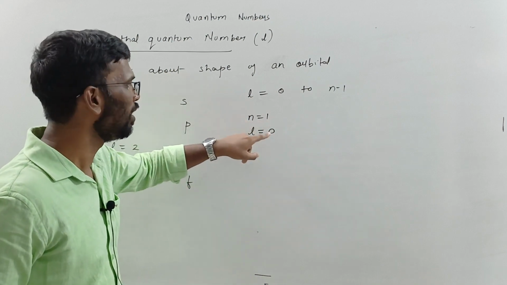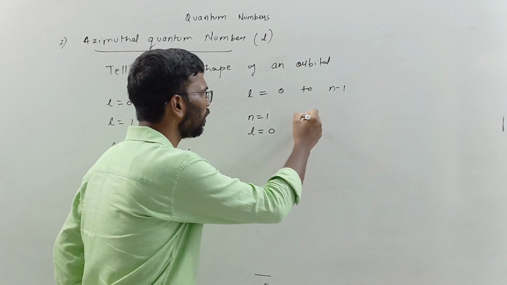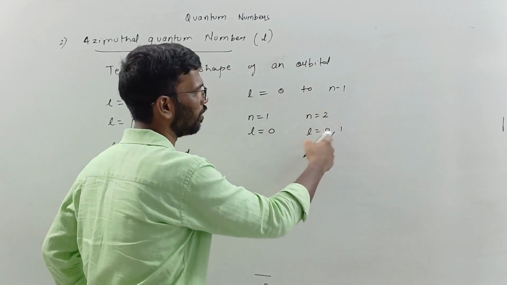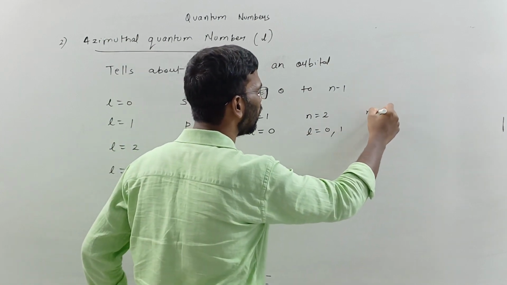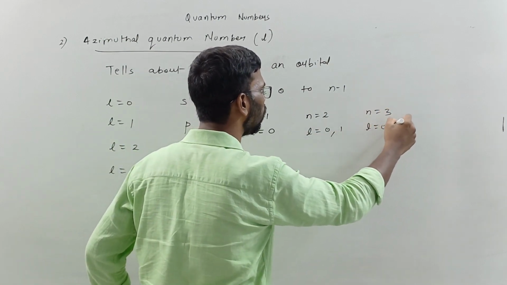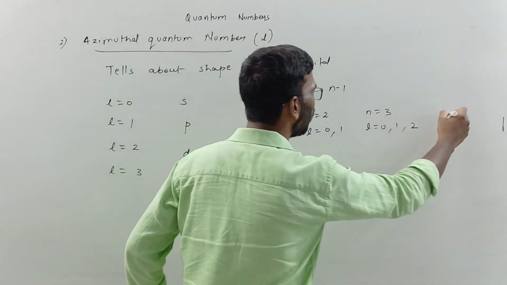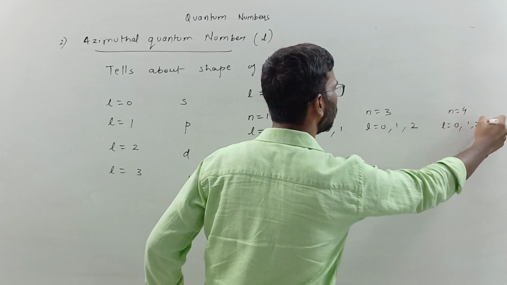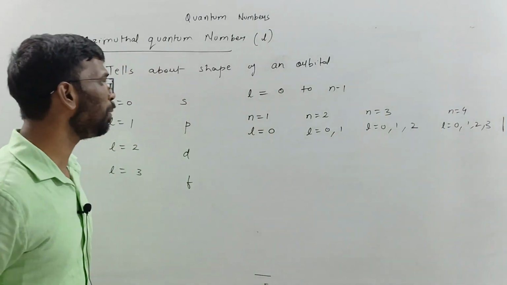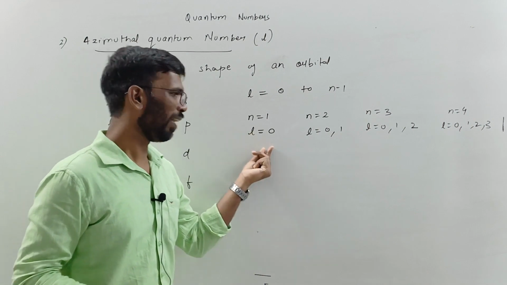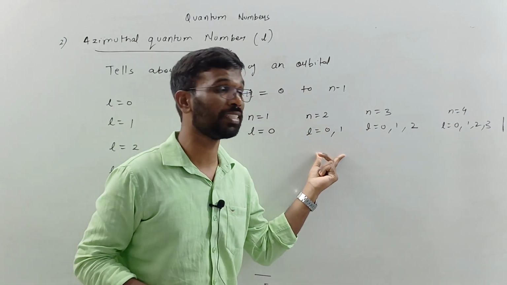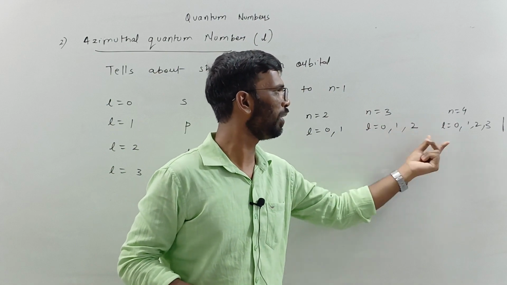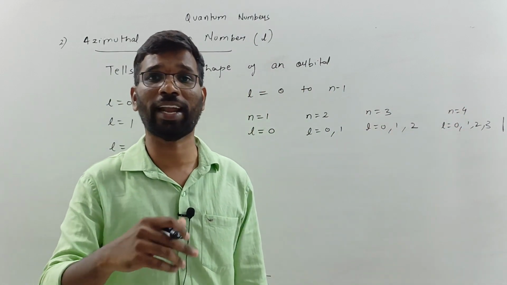This represents the main shell. In the second shell, n is equal to 2, what are the possible values of l? 0 and 1. Then n is equal to 3, then l will be 0, 1 and 2. For n is equal to 4, l will be 0, 1, 2 and 3. So what does it mean? In the first shell there is only an s orbital. In the second shell there are s and p orbitals. In the third shell there are s, p and d orbitals. In the fourth shell there are s, p, d and f orbitals.